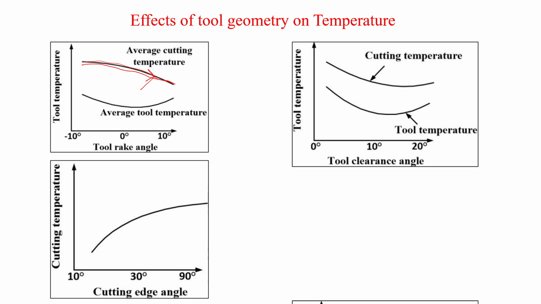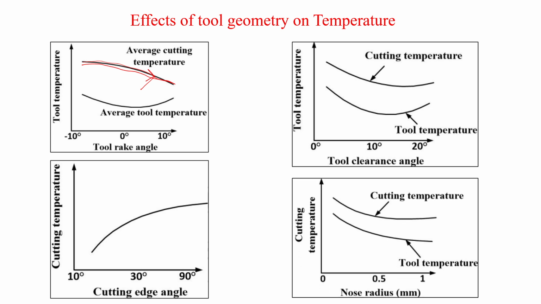Okay. Now the fourth point is the nose radius. With increase in the nose radius, the cutting temperature decreases. This is because we know that we have surface roughness. Surface roughness is equal to f square by 8r. You might have heard this formula, where f is the feed and r is the cutting edge radius, the nose radius.